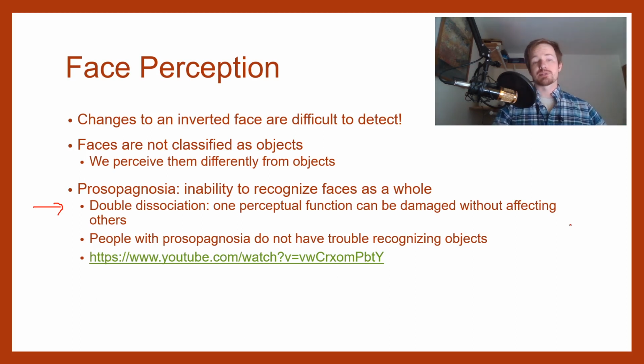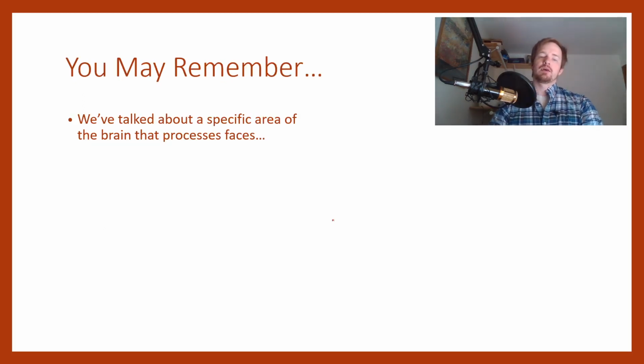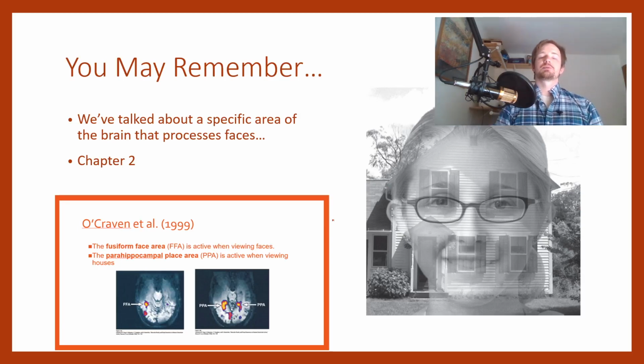This is the exact opposite of Kevin, who we saw in chapter 3, the guy with visual agnosia, who could recognize faces but nothing else. She, in this video, you'll be able to see that she is able to recognize everything except for faces. So we talked about how a specific area of the brain processes faces. You may remember back in chapter 2, we talked about this O'Craven article.